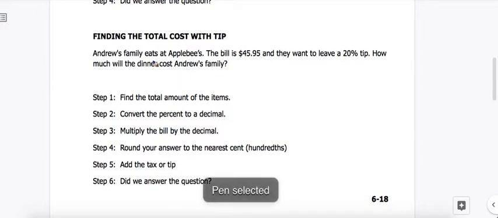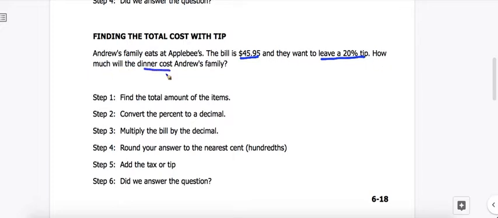So in this case, Andrew's family eats at Applebee's. The bill is $45.95, and they want to leave a 20% tip. How much will the dinner cost Andrew's family? So that's telling us we want to find the total amount. Okay? So the first thing we need to do is find the total amount of the items. Sometimes I might just tell you they're buying $15 worth of meals and maybe $5 worth of drinks, and you would have to add that together to get the total cost.